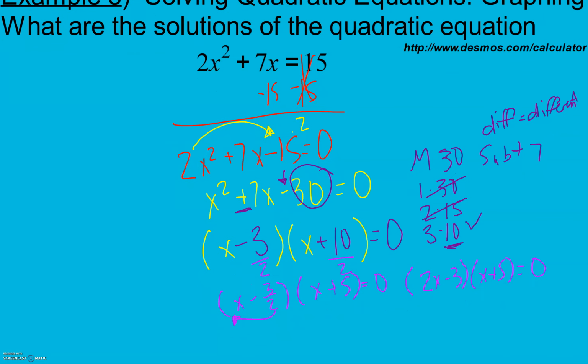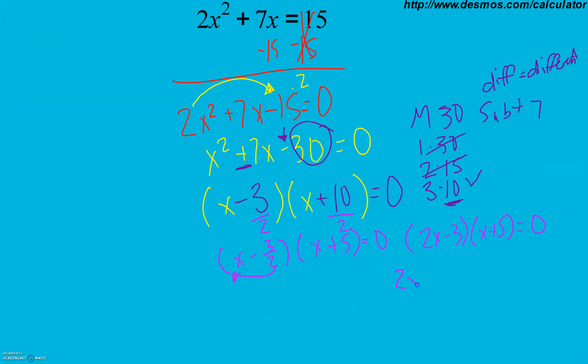Zero product property says the only way we multiply to 0 is if one of our factors is 0 or our other factor was 0. Now we solve by adding or subtracting and then multiplying or dividing, and I get 3 halves or negative 5.